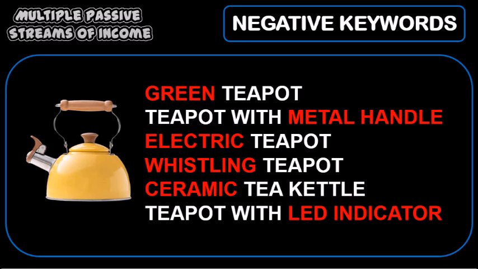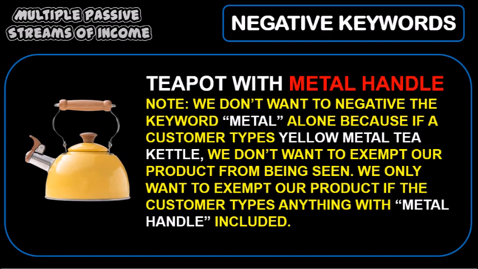Make sure you understand negative keywords and match types. The search term teapot with metal handle is a good example. We want to negative metal handle and not just the word metal, because a customer could be looking to buy a yellow metal teapot. We only want to exempt ourselves from customers specifically looking for a teapot with a metal handle because ours has a wooden handle.